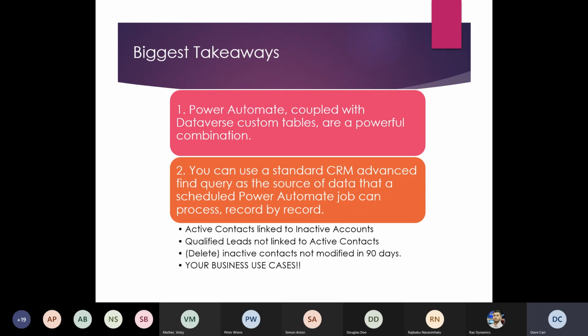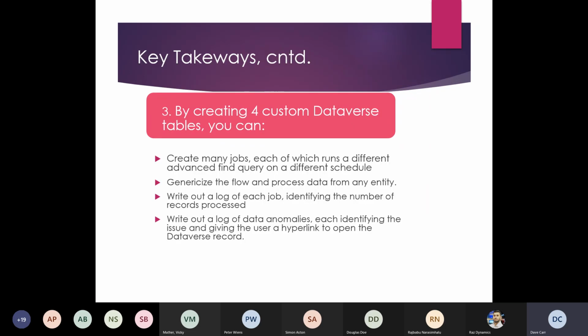So some of the things that we were using this for: active contacts linked to inactive accounts, qualified leads that are not linked to active contacts, and inactive contacts not modified in 90 days, we'll delete them. So you can think of your own business use cases, but anything you can express in an advanced find query that identifies a data problem you want to investigate, you can use this tool to do that.